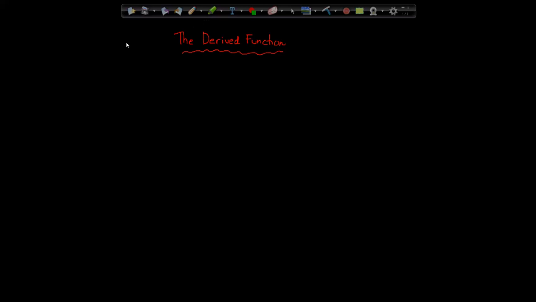Now you might recall from the work that we did in class today that we were having a look at the idea of limits, and this work on the derived function basically uses the idea of limits to come up with a definition of what this is about.